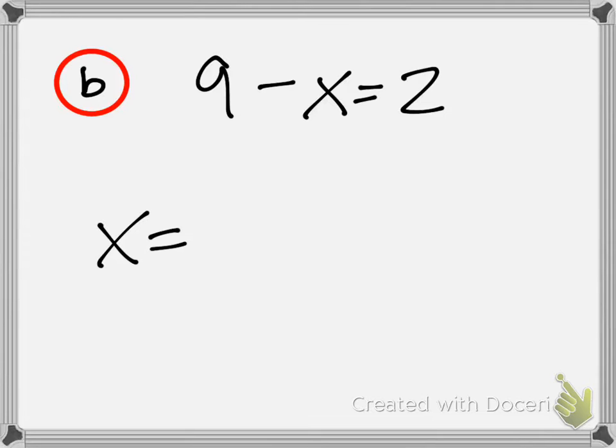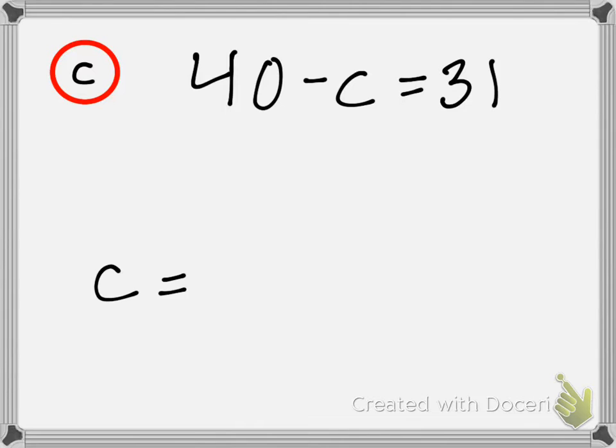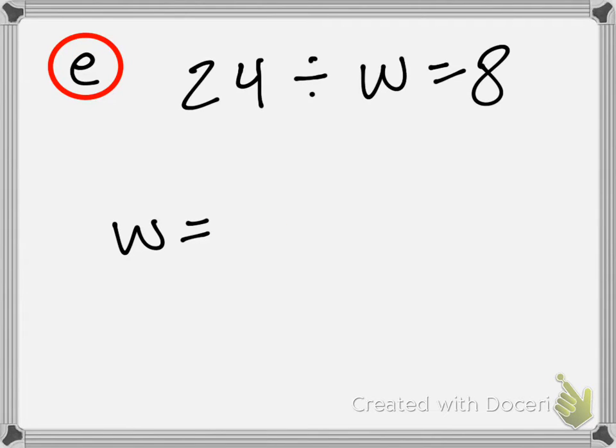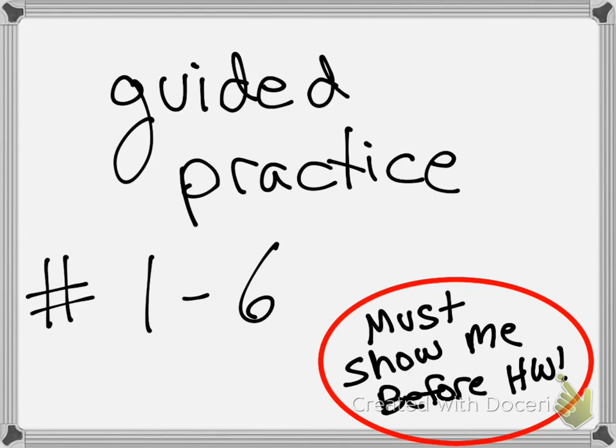Let's see. Alinza. 7. 40 minus c equals 31. Tobias. 9. 4n equals 16. Melanie. 4. Excellent. And then last, 24 divided by w equals 8. Adriana. 3. Great job. This is pretty simple mental math that we're doing.